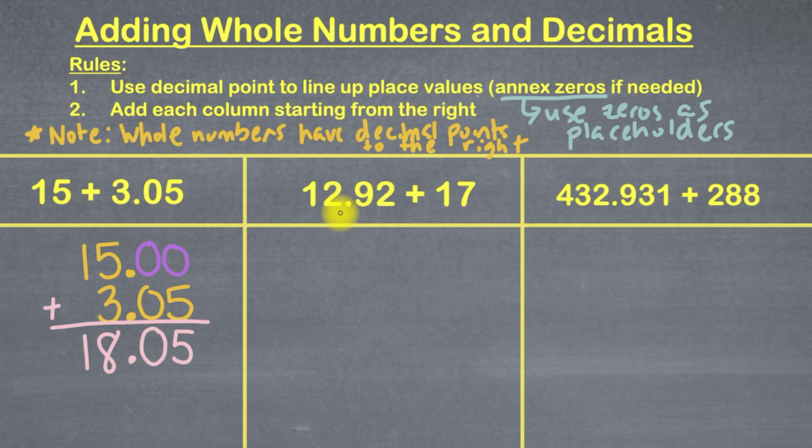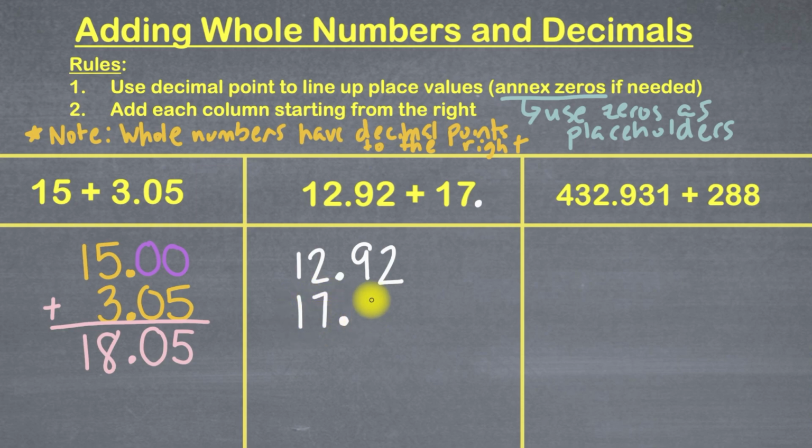Now let's go to question 2. So we can start by writing 12.92. And we'll have to write our 17. But remember, like we said in the note, all whole numbers have decimal points located to the right. So for this whole number 17, there's really a decimal point right here. And we can use that to help us line everything up. So I'll put a decimal point here. I'll write my 17 to the left of it.